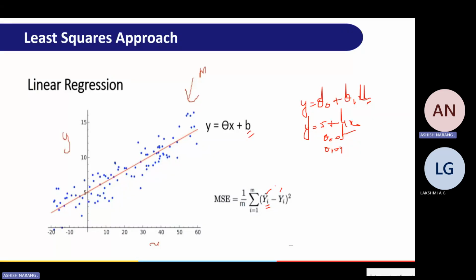So you will take the predicted output, the prediction by the model, minus the actual output, square it. And this has to be done for all the points, if there are m points. So you will do the summation from i equal to 1 to m, and then divide by m. This is the mean square error that you will come across. The idea is to minimize this mean square error.